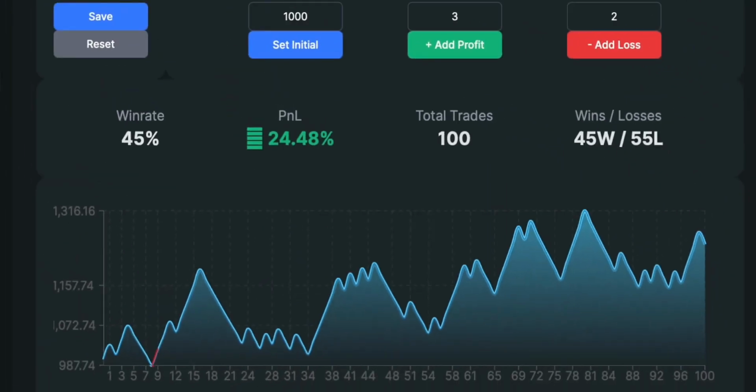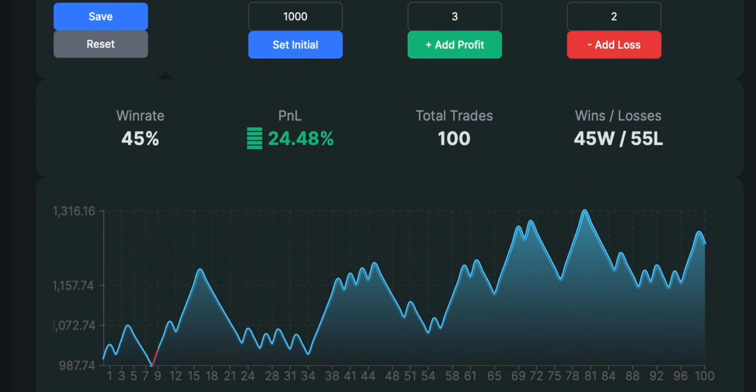Okay, so we finally finished our backtesting and the results are as bad as I expected because we're trading reversals. So we started our account with £1,000 and we were risking 2% in order to make 3. So our win rate is at 45%, it's really low. We had 24.48% gains on our account, which is pretty average.